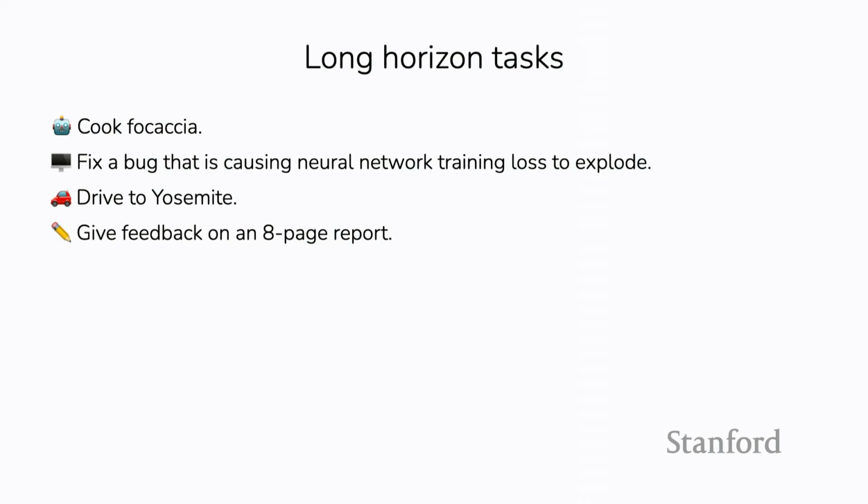So this could be something like cooking a meal. It could be, for a robot system, for an LLM agent, trying to fix a bug that's causing a neural network training loss to explode. For an autonomous vehicle, it could be driving to Yosemite. For a different sort of LLM, it could be giving feedback on a long report.